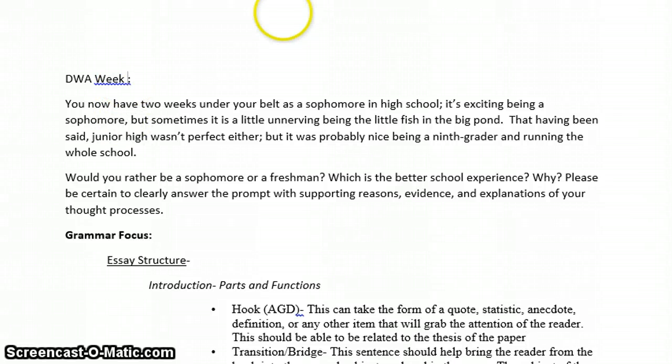This is actually the third week of DWA that we'll be doing. And you've been in high school now for 2 weeks, so I want you to write and argue for which you believe is better, being a sophomore or being a freshman, and use your experience, obviously, in that. Use evidence that supports that and explain your reasoning sufficiently.